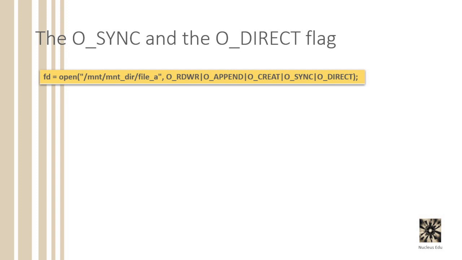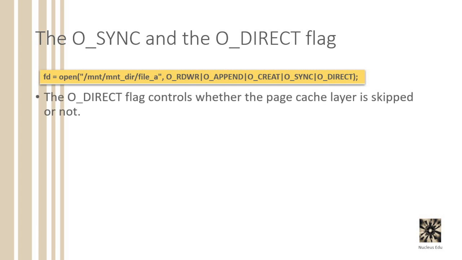flag, right? If we change our open system call here, keeping the file_path, but adding these two flags to the second parameter, O_SYNC and O_DIRECT, then what's going to happen? Let's first define what these flags are and what they control. The O_DIRECT flag controls whether the page cache layer is skipped or not, right? And once it skips, it gets directly written to the device below.